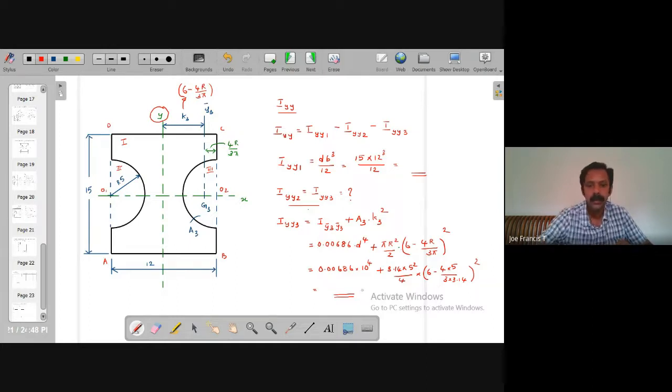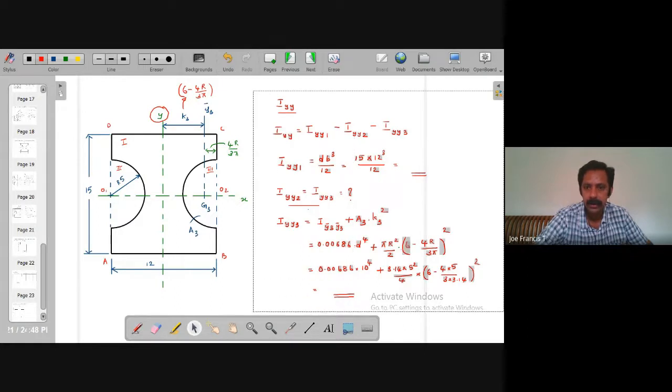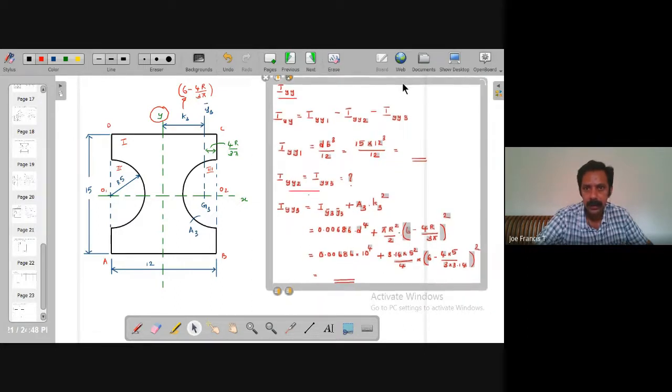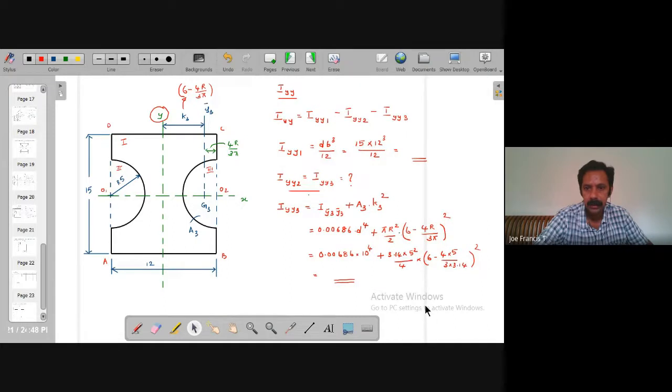Okay. So once you get Iyy3, as I told you, Iyy2 is also the same as that. So both Iyy3 and Iyy2 are the same. So you can get all the values. You substitute these values here in this equation, so that you get the value for Iyy.